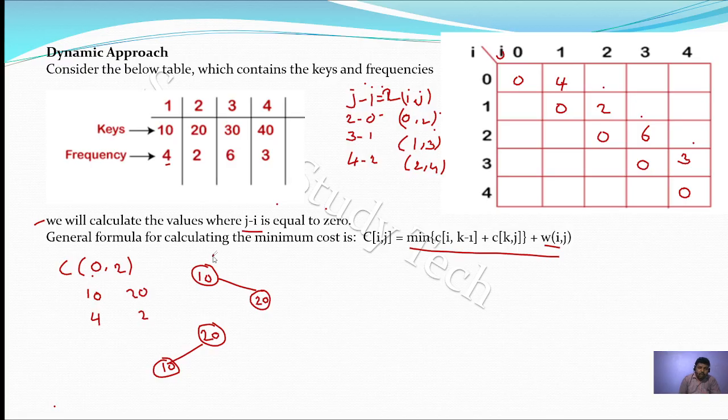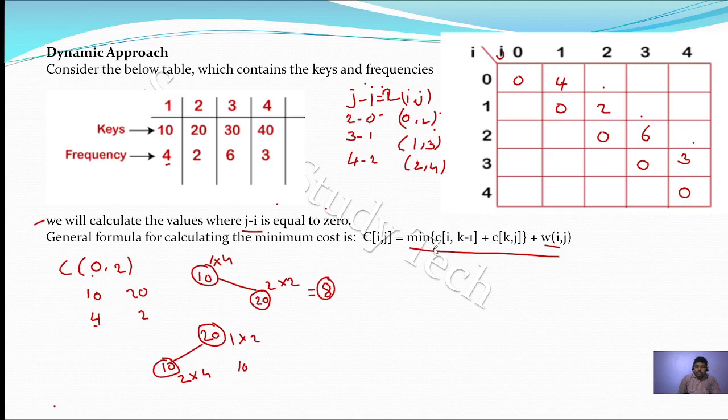Here it is 1 comparison, here it is 2 comparisons, here it is 1 comparison, here it is 2 comparisons. Then here the frequency is 4, so 1 into 4, and here the frequency is 2 for the key 20, that is 2 into 2. So here it is total 4 plus 4, 8. And here it is 2 into 4, that is 8, plus 2, that is 10. So which is the minimum here?